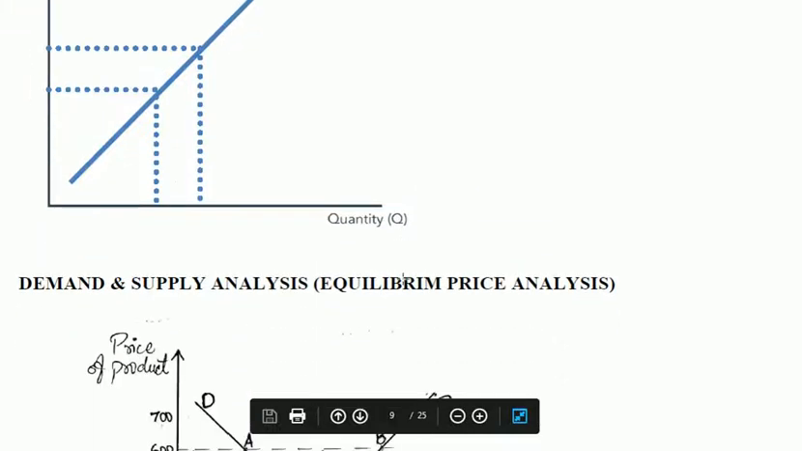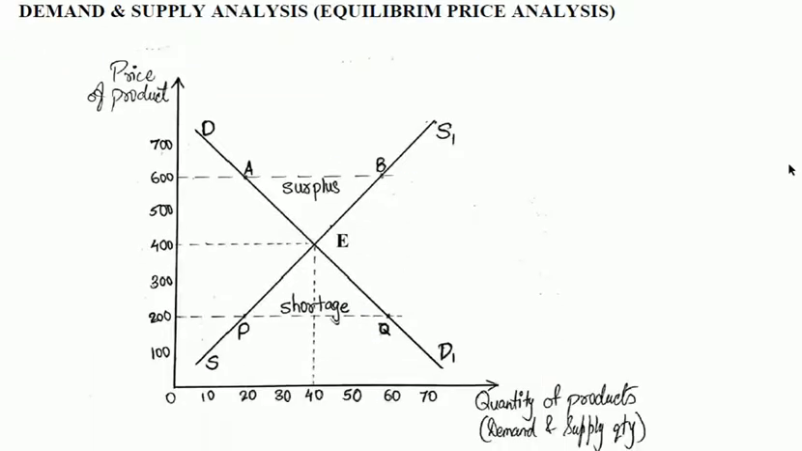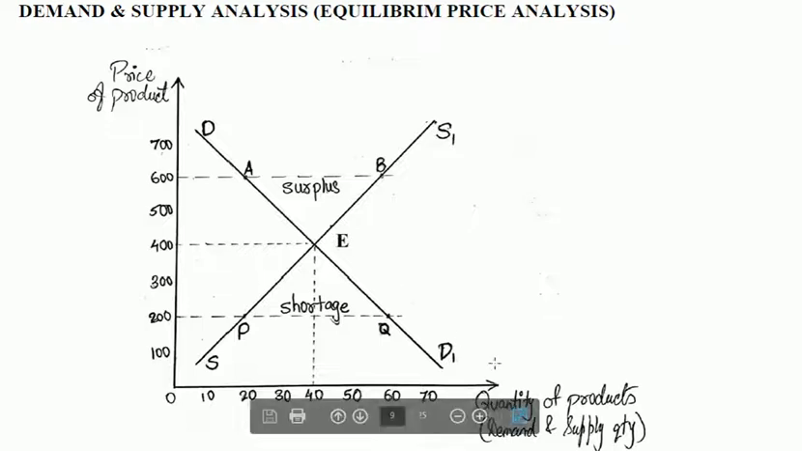Now we move on to demand and supply analysis. So now we are overlapping the demand curve and the supply curve onto each other, and then we are determining what is the equilibrium price, what is the price at which the demand and supply are balanced. Okay, so we have DD' as the demand, then SS' or SS1 as the supply.